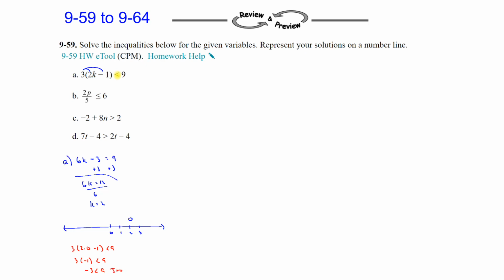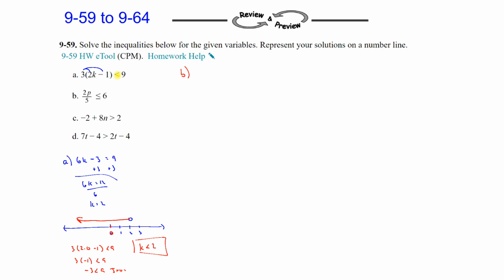Yes, it is. And since negative 3 is less than 9, remember, we just plugged in the value 0. And so since it's true on this side, then all of these values will be true. Anything less than 2 will be true. So we have the number line, but we also need to write the inequality that k is less than 2 is our solution.